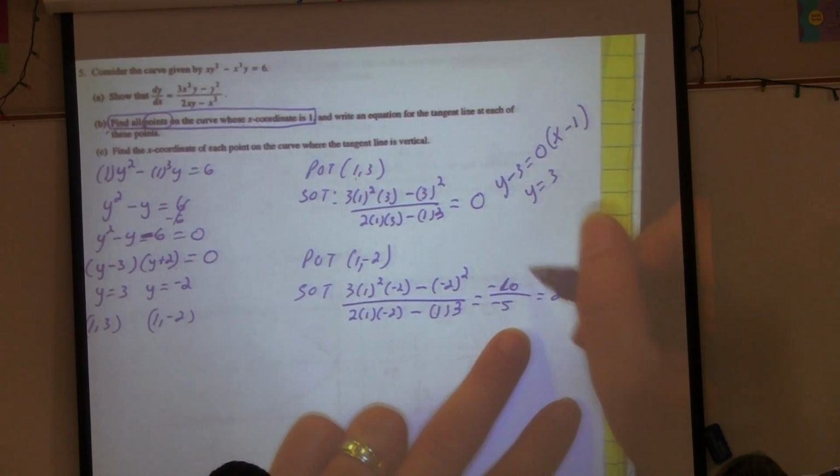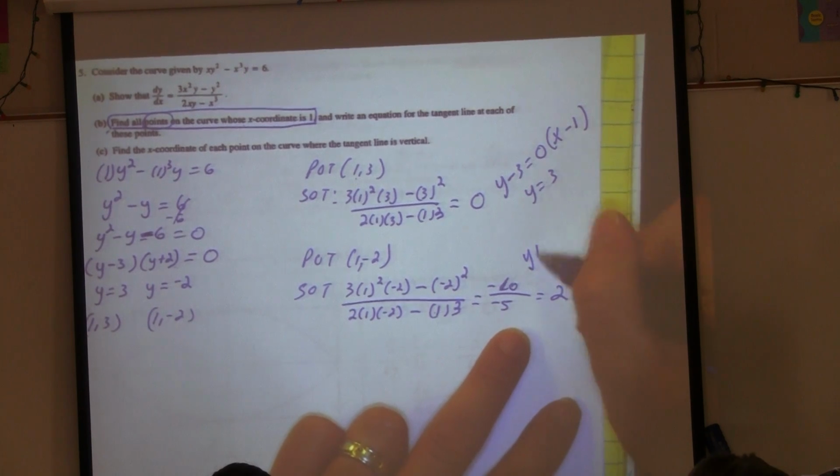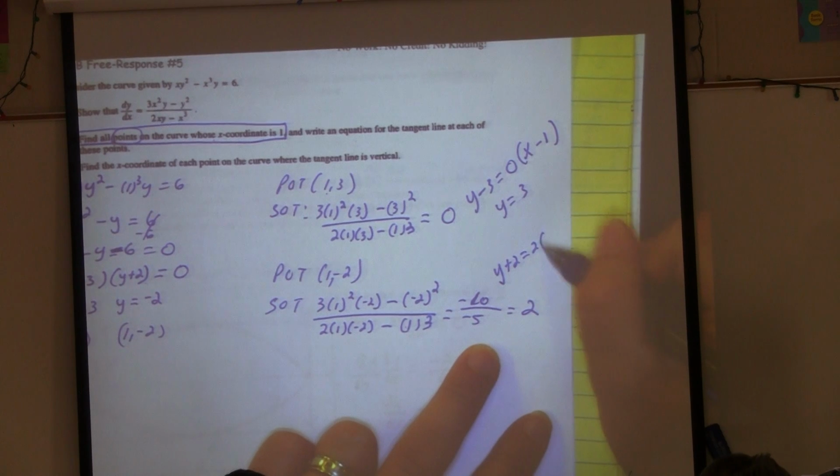So this will be y plus 2 equals 2 times x minus 1.